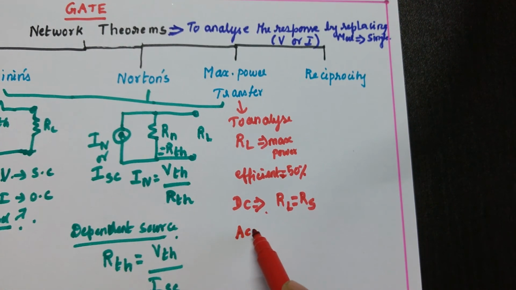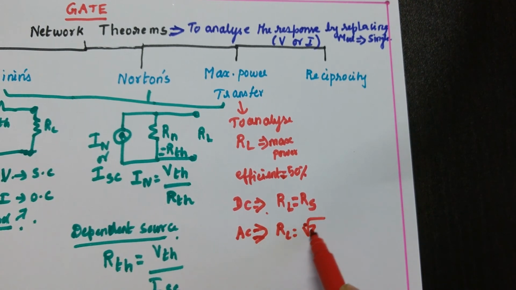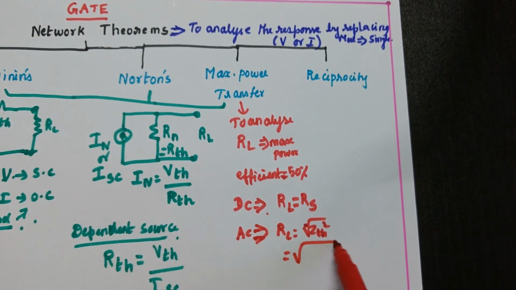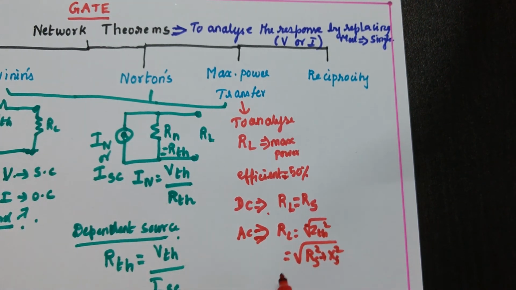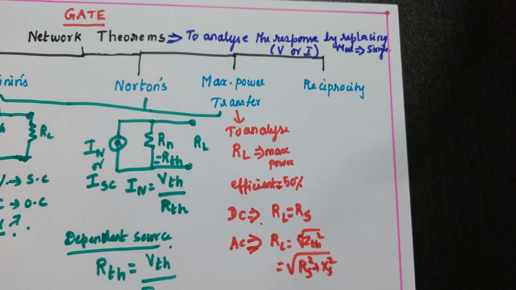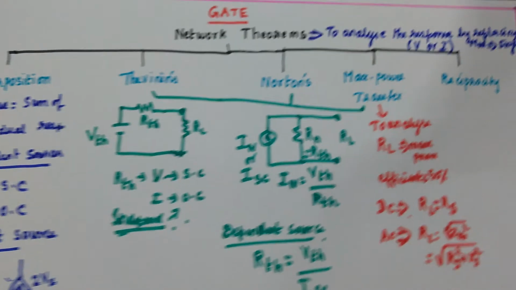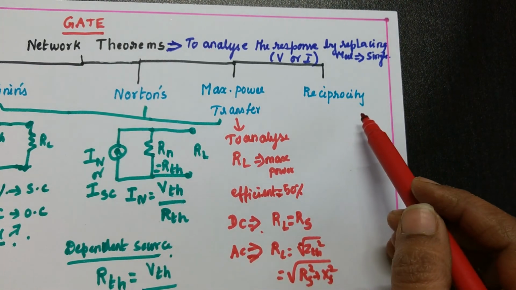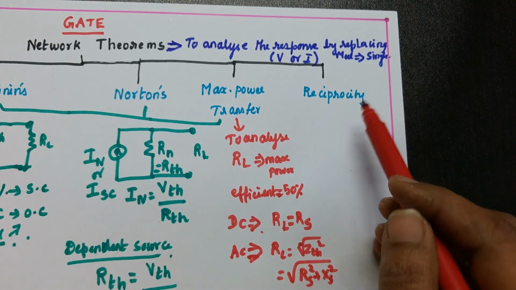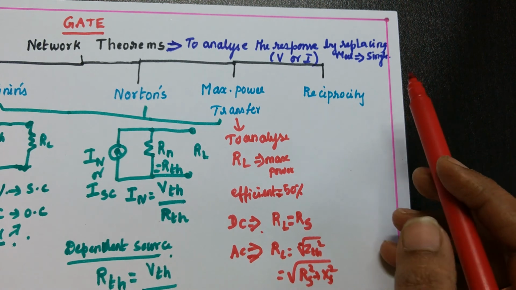For an AC network, RL is equal to the magnitude of Z Thevenin, that is, the square root of the real part squared plus the imaginary part squared. So this is for AC network. This is the basic concept of the maximum power transfer theorem. These four theorems are given under the electrical engineering code. The last theorem, the reciprocity theorem, is given in the syllabus for the EC code and IN code, that is, electronics and communication and instrumentation code.